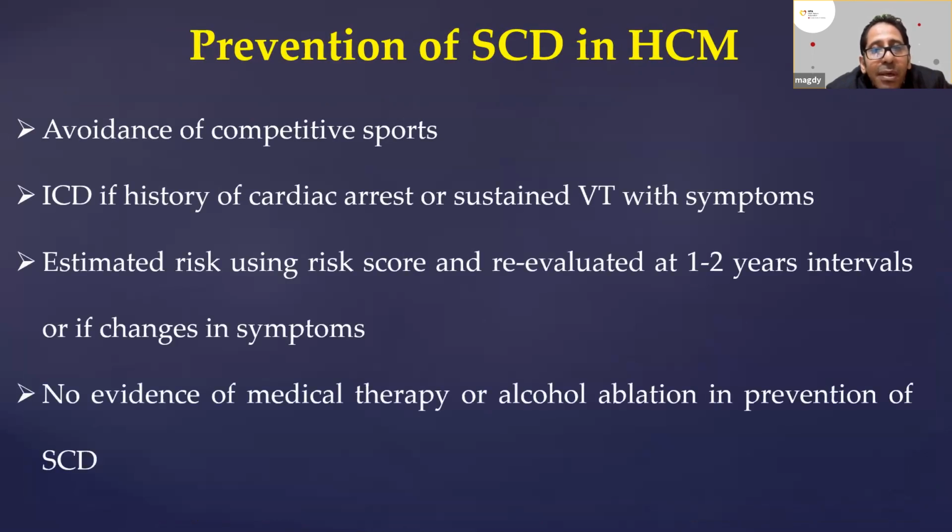So to prevent sudden death in hypertrophic cardiomyopathy, you have to avoid competitive sports, and consider ICD if there is a history of cardiac arrest or sustained VT with symptoms. Estimate risk using the risk score and re-evaluate at 1 to 2 years, or if there is a change in symptoms. There is no evidence of medical therapy or alcohol ablation in prevention of sudden death. This is very important.